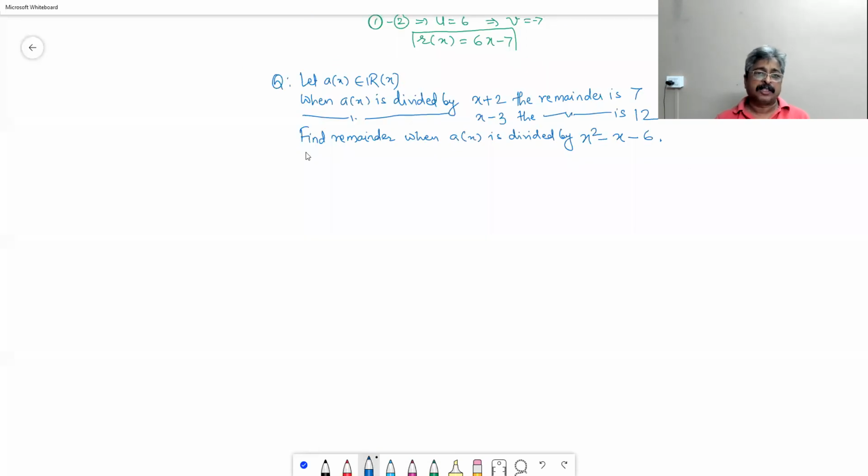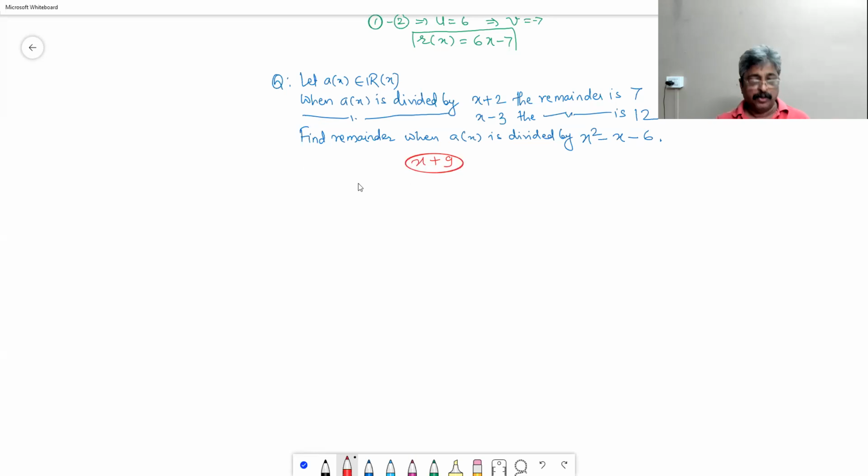Next problem, just by changing numbers. If a of x is divided by x plus 2, the remainder is 7. If a of x is divided by x minus 3, the remainder is 12. Find the remainder when a of x is divided by x square minus x minus 6. The u's and v's that you will find are not going to be nice, but you should do it. Okay, the answer for this is x plus 9.